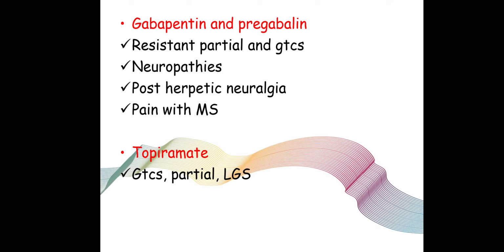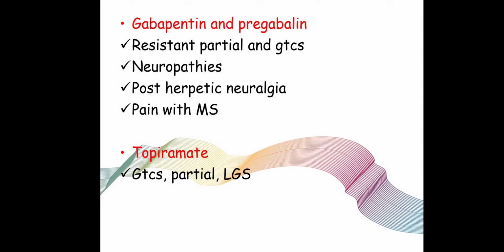They are also used for other uses, for example neuropathy, especially diabetic. In a long term diabetes patient, peripheral neuropathies develop, and pain associated with that. So these two drugs are used commonly. Post herpetic neuralgia, that is again a pain after herpes, which is a very painful condition, and pain with multiple sclerosis, which is also a painful condition. So in these nerve related pain conditions, these two drugs are used.